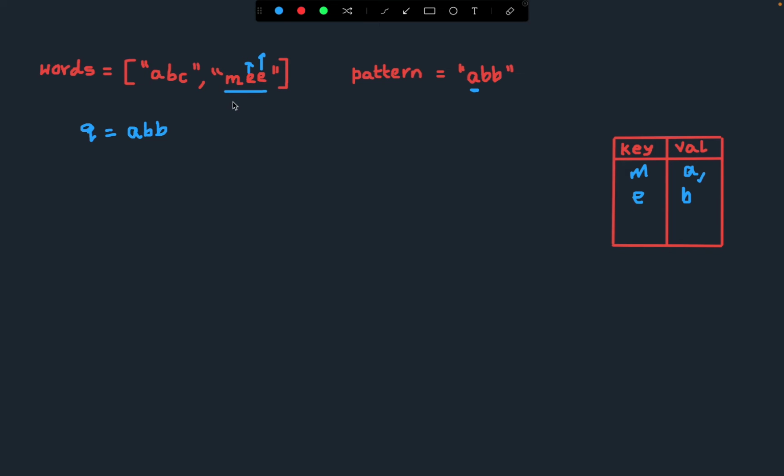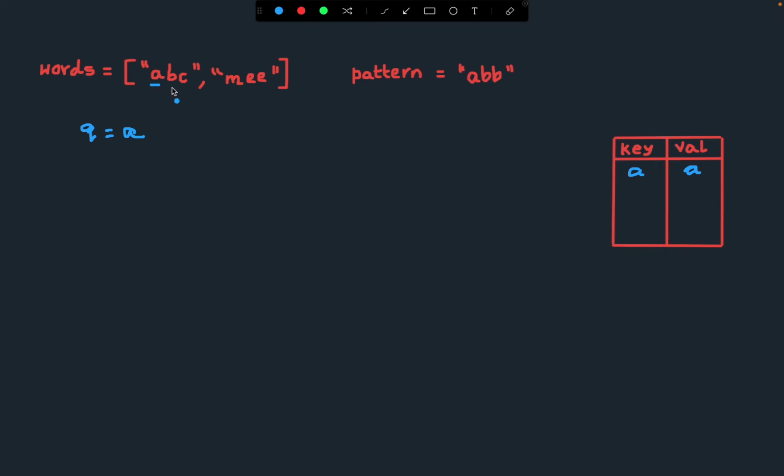Let me give you another example for this. So in this case of ABC, since I don't have A in the dictionary key set, I'm going to add A, and the corresponding character in the pattern would also be A. So I'm going to add this, and I'm going to concatenate this A character to my query string. So this is done.